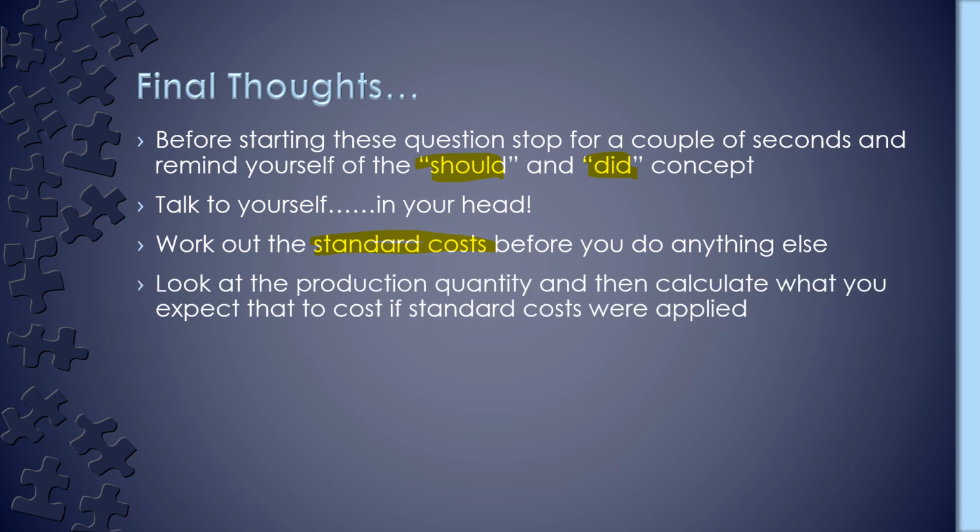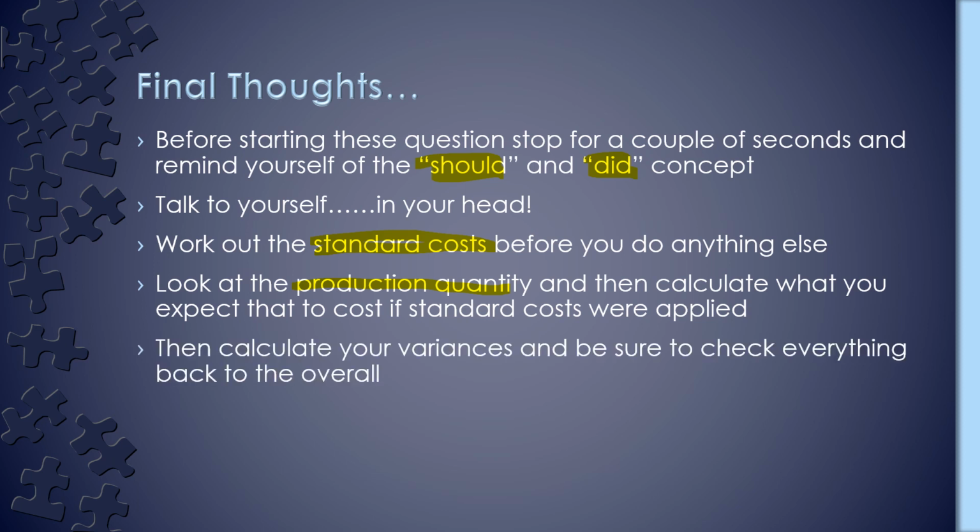And then look at your production quantity of your actual, and then apply your standard costs to see where you should have come out in terms of your variances. So it's this should and did concept again. Okay, so your actual production quantity was 1,000 units. Apply what you should have been paying for your material, apply what you should have been paying for your labour, work out where you should have come out, and then you can go on and calculate the individual variances.